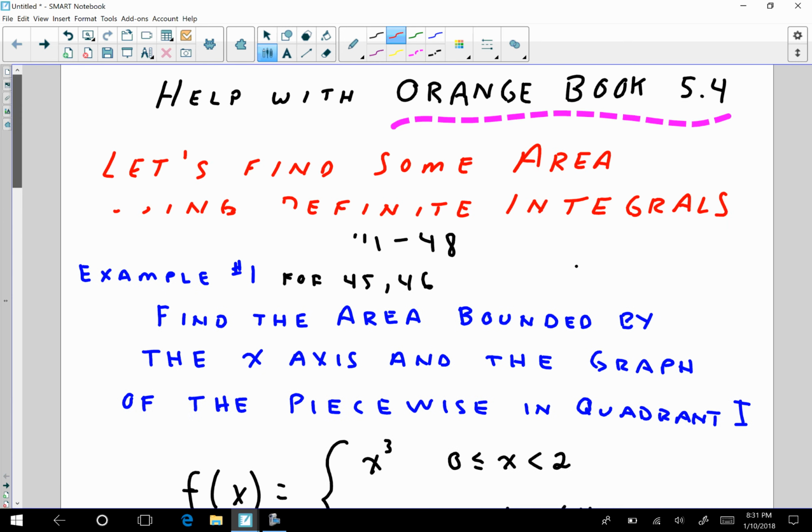Let's look at some examples that will help us with the assignment from the Orange Book 5.4. We're only going to concentrate today on problems 41 through 48. I'm going to start off by giving you an example for number 45 and 46. What we're going to do today is find some area using definite integrals.